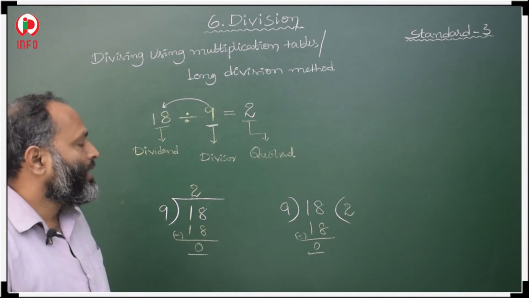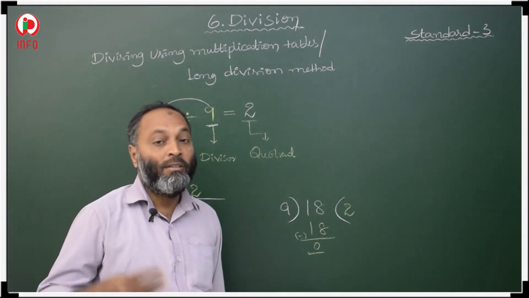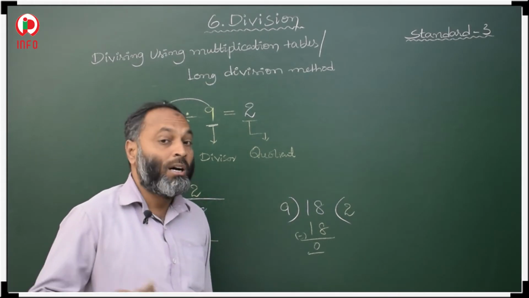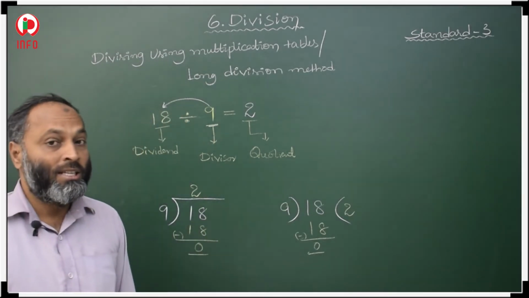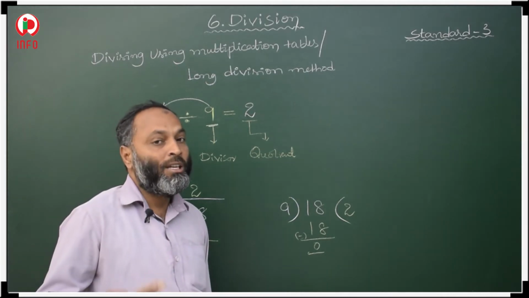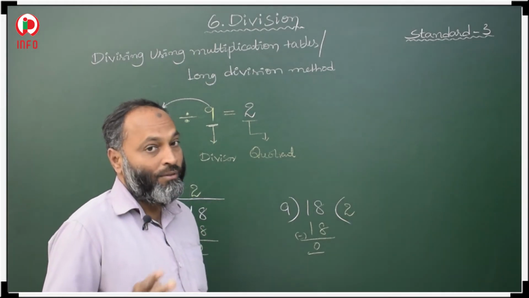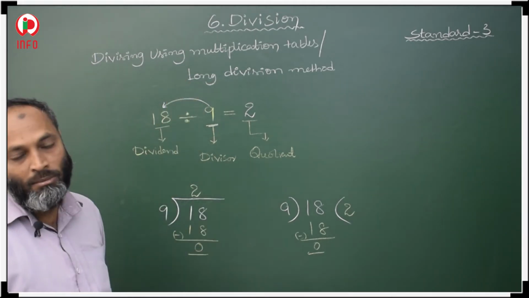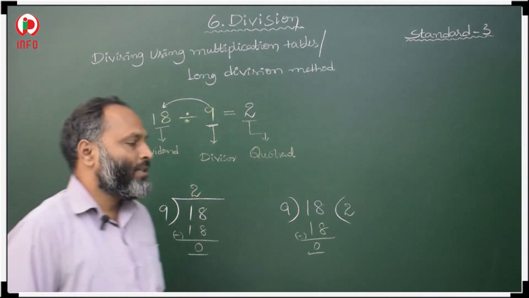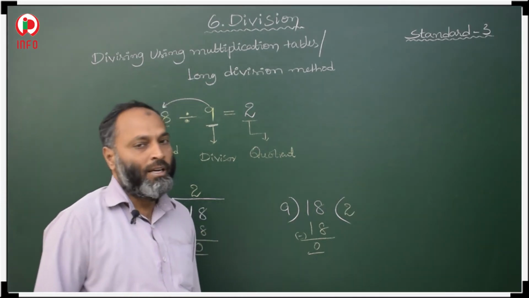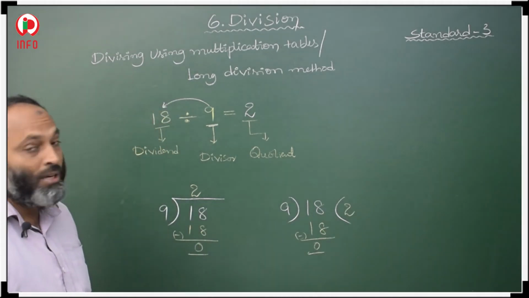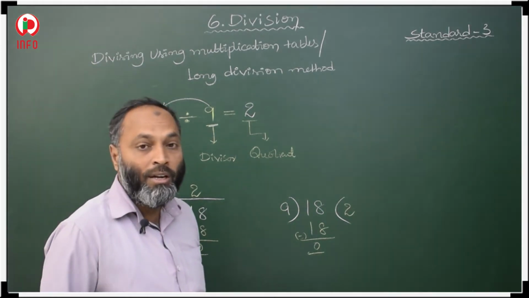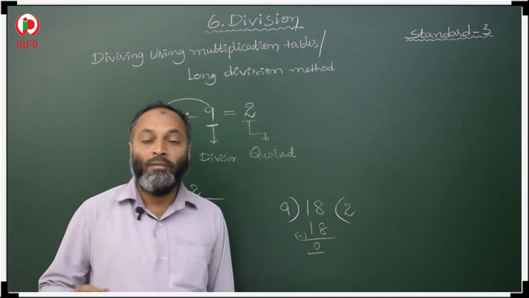The long division method is very useful when there are 2 or more steps in the division. That is very convenient. If more than 2 steps are there, then we have to follow the long division method. Otherwise, by using multiplication tables or other methods we can do it. But when 2 or more steps are there in the division, we should follow the long division method for our convenience.